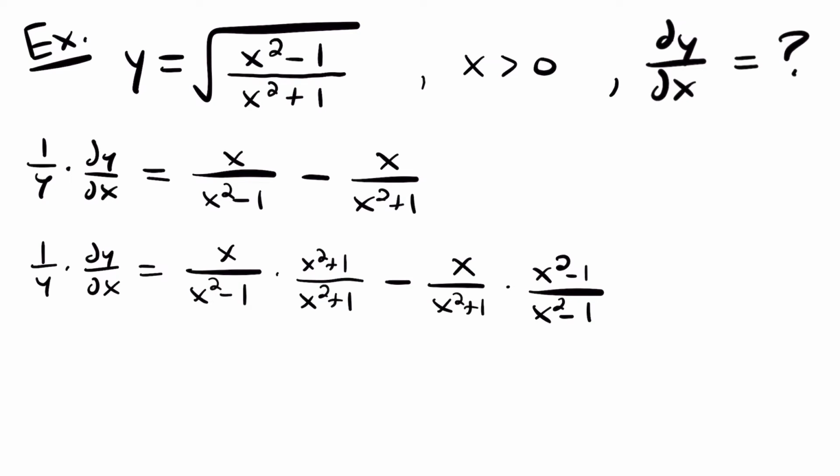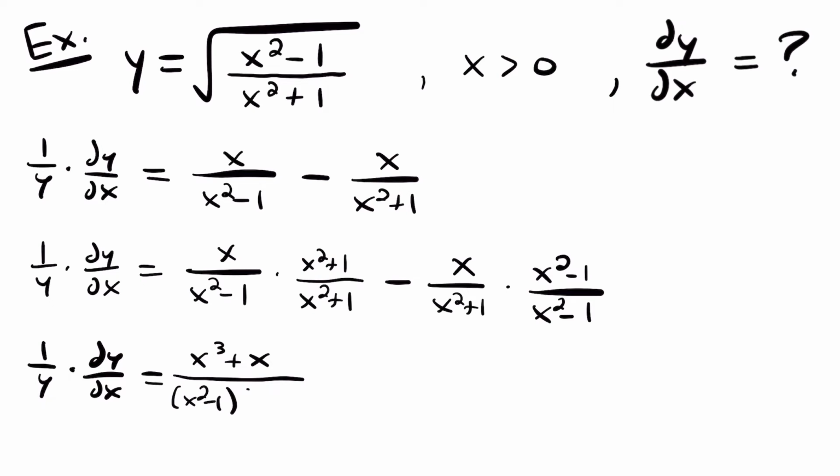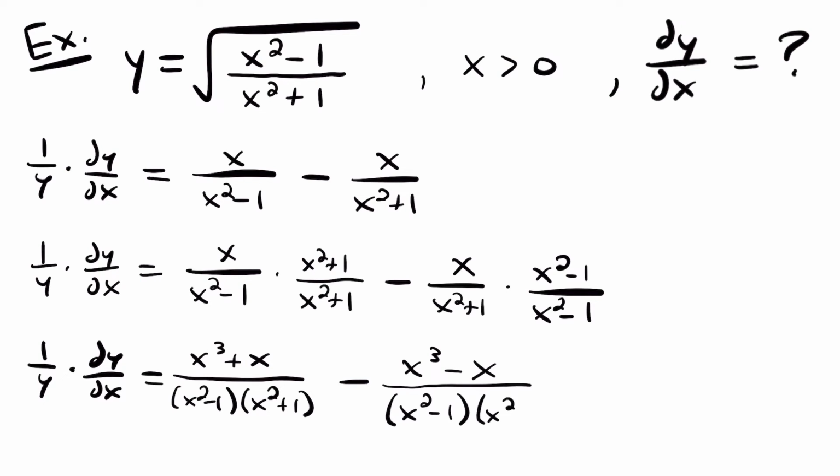And so if we simplify, we'll have 1 divided by y times dy dx is equal to x times x squared plus 1. So that would be x cubed plus x. And this will be divided by x squared minus 1 times x squared plus 1, right? If we multiply the denominators together, this is what we will have. And then we will subtract x times x squared minus 1. So we'll have x cubed minus x, and that will be divided by the same denominator of x squared minus 1 times x squared plus 1.